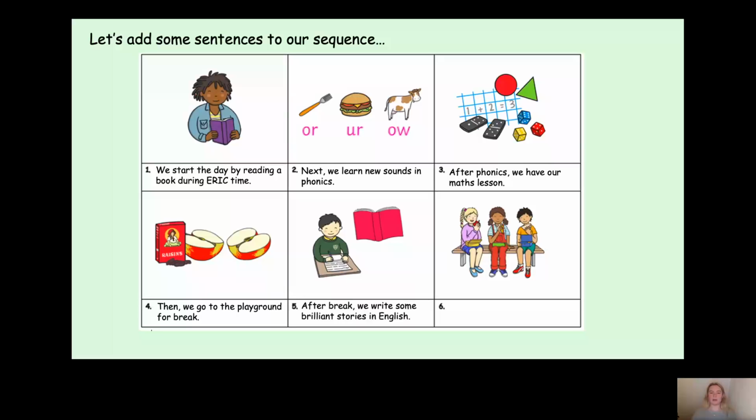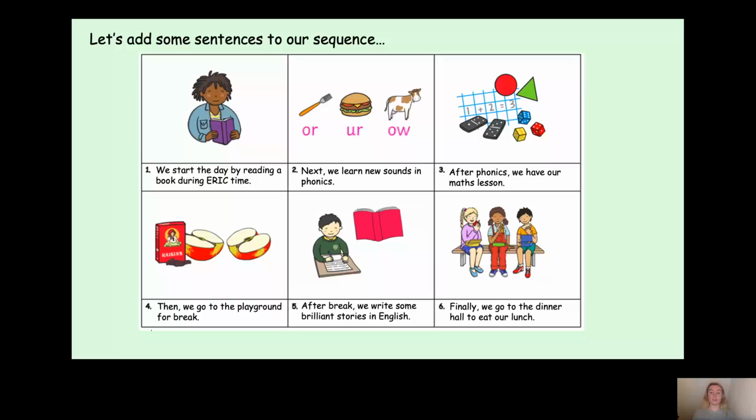I wrote after break, so I've used the adverb of time after again. We write some brilliant stories in English, which we do, don't we? We write some excellent stories. Now, last one, number 6. What could we write as our simple sentence for that part of the sequence? Pause the video and have a think. Okay, shall we see what I wrote? Maybe you had something similar.